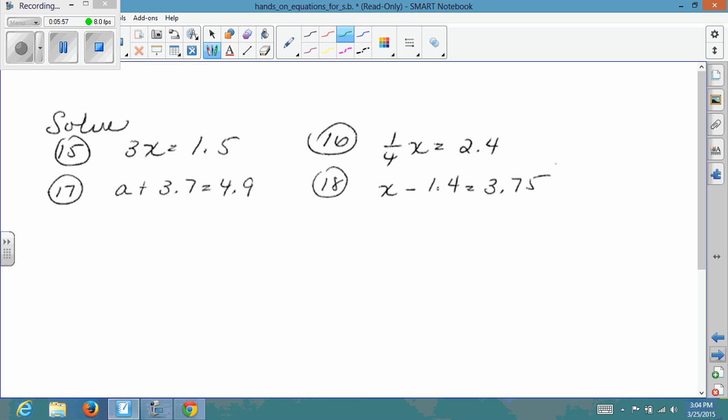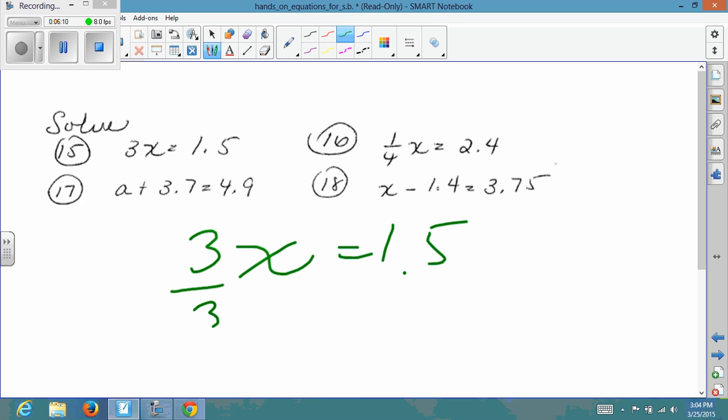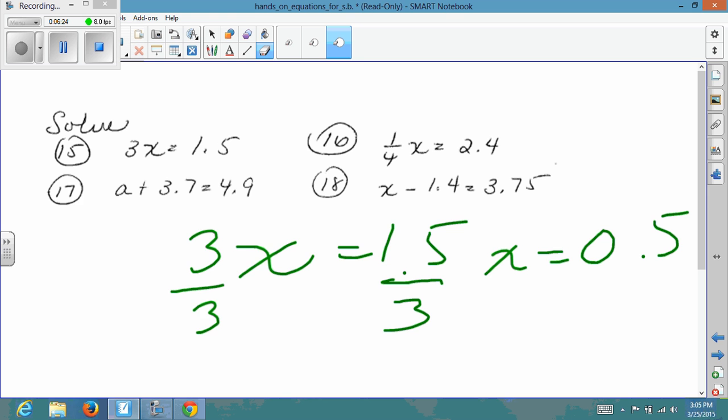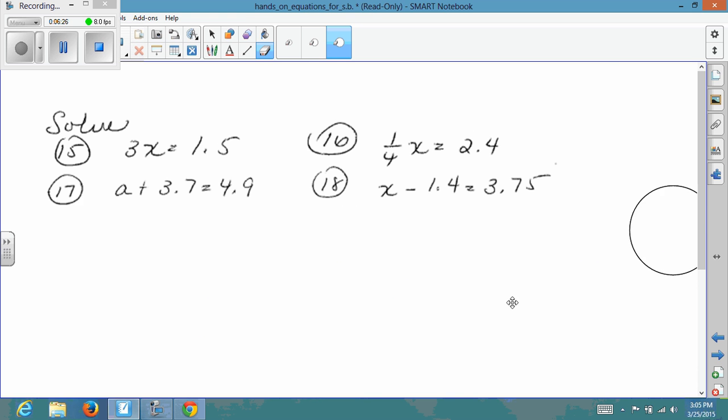Okay, next one, these you're going to solve. Who's your variable? So if you have 3x equals 1.5, your variable is x. What's happening to it? It's being multiplied. So you're going to do the opposite to both sides. Make sure that you're doing this to both sides. So I divide both sides by my answer, and the value of x is 5/10. Okay, make sure that you are doing what you're doing to both sides.